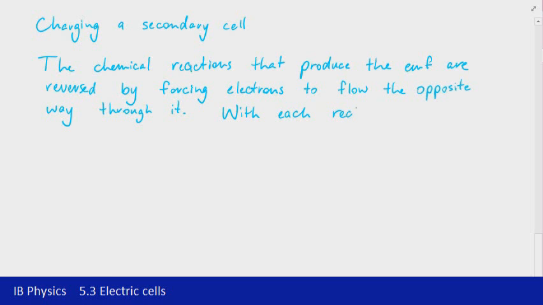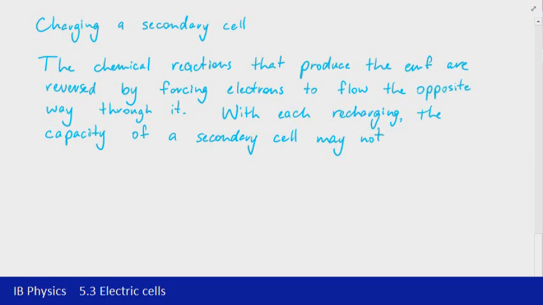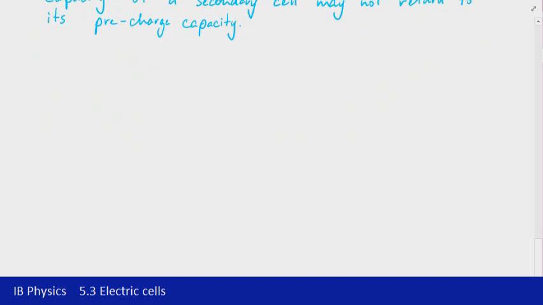Now with each recharging, we're going to see that the capacity of the secondary cell won't necessarily return to its original state. And we'll see that there's going to be a bit of a lifetime of how many times it can be recharged. And again, we've got another graph that we can have a look at there, and it's not so much one that we need to annotate, it's more just one to have a look at.